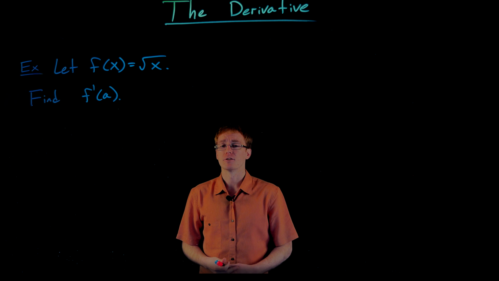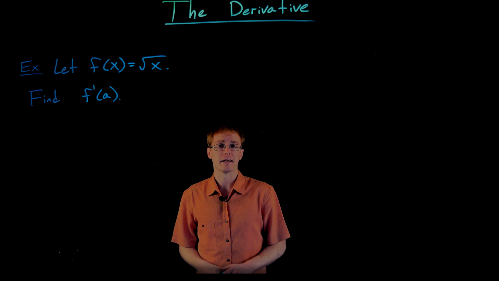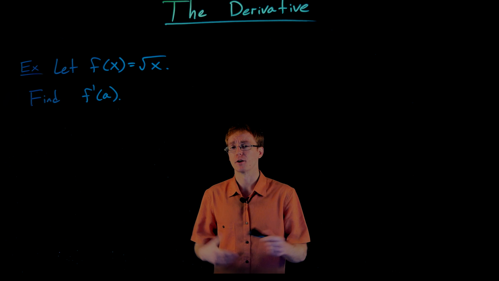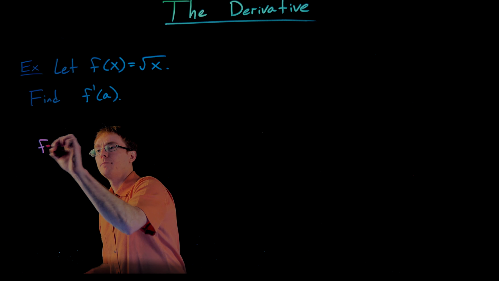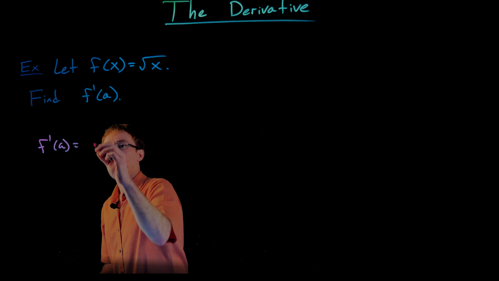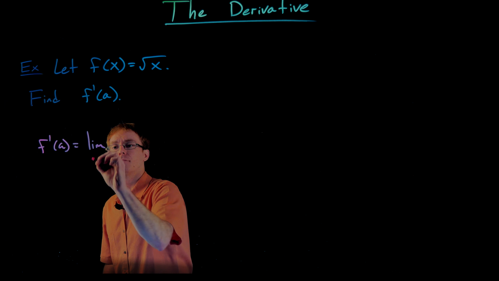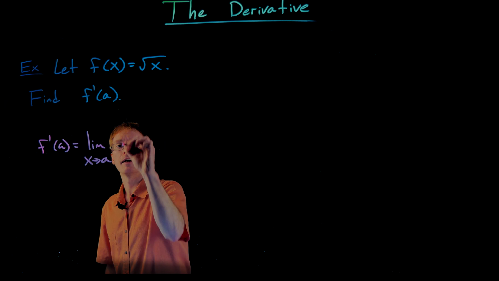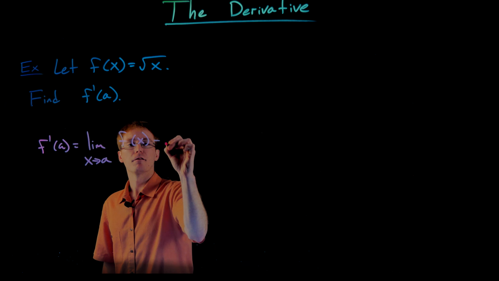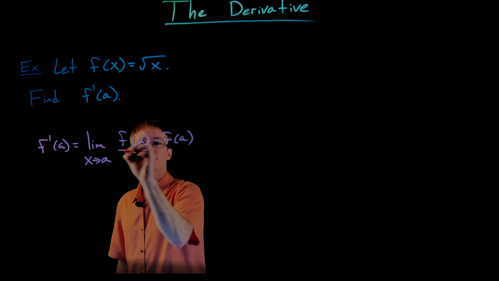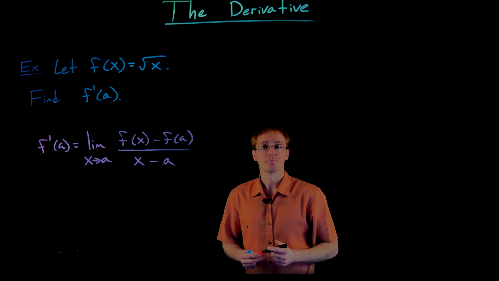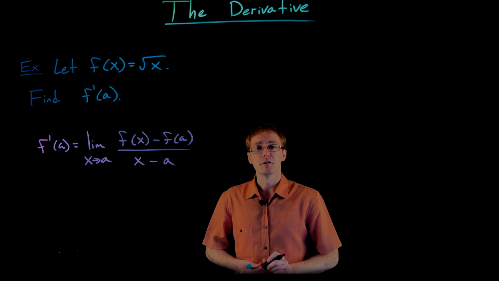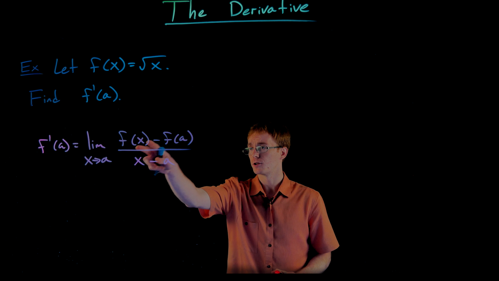We can let it vary. So it'll be very nice if we want to find the derivative at a bunch of different locations. We don't have to go through the limit process every single time. If we want to find f prime of a, we have to compute the limit as x approaches a of f of x minus f of a over x minus a.